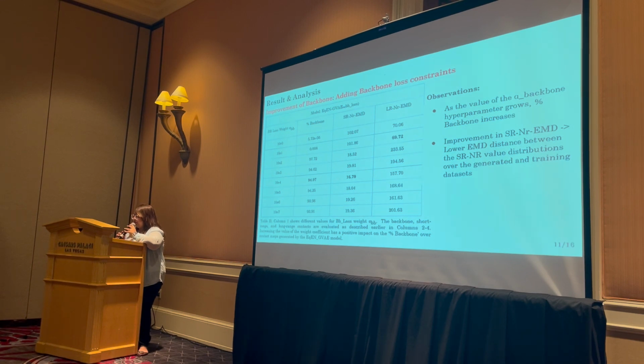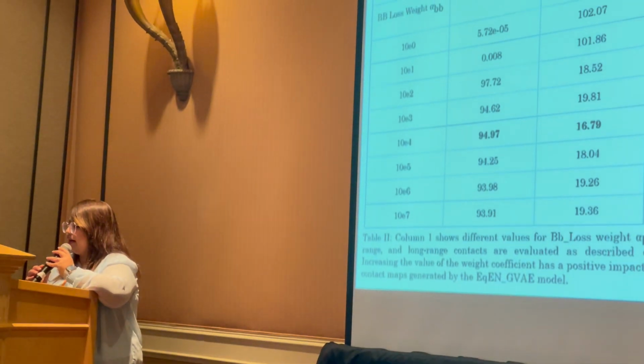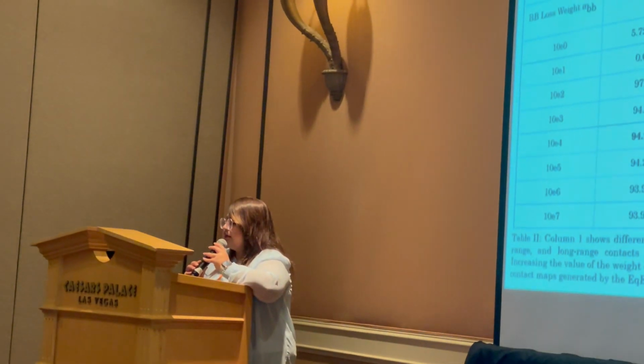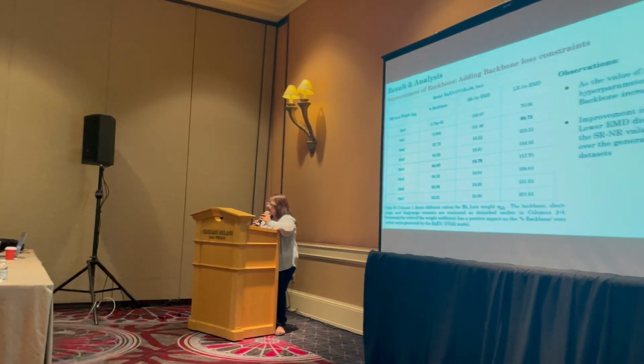Next, we show the experimental setup 2, where we have added the backbone loss constraint only. In the first column, we have varied the weight in an incremental manner, and here we have shown some values. We can see that as the value of the alpha backbone hyperparameter grows, the percentage of backbone increases compared to the baseline setup.